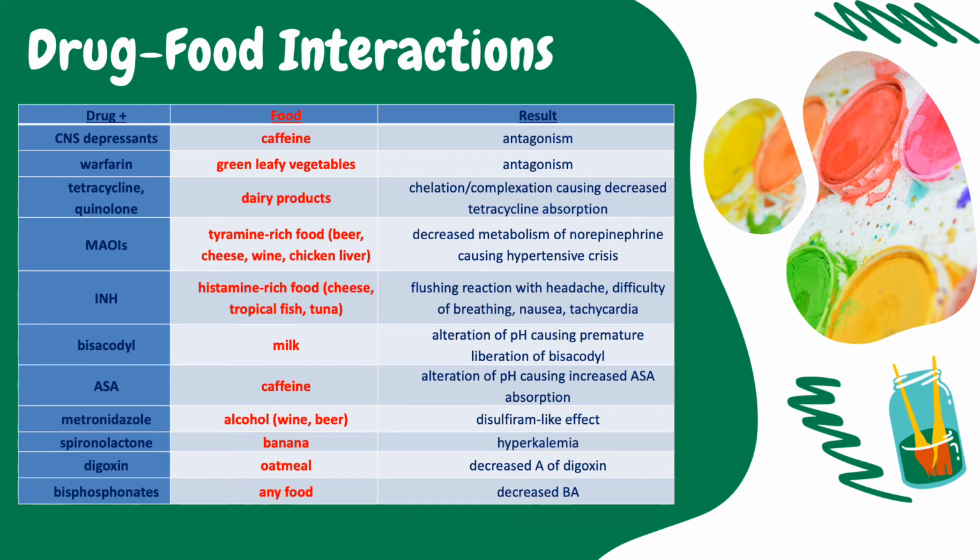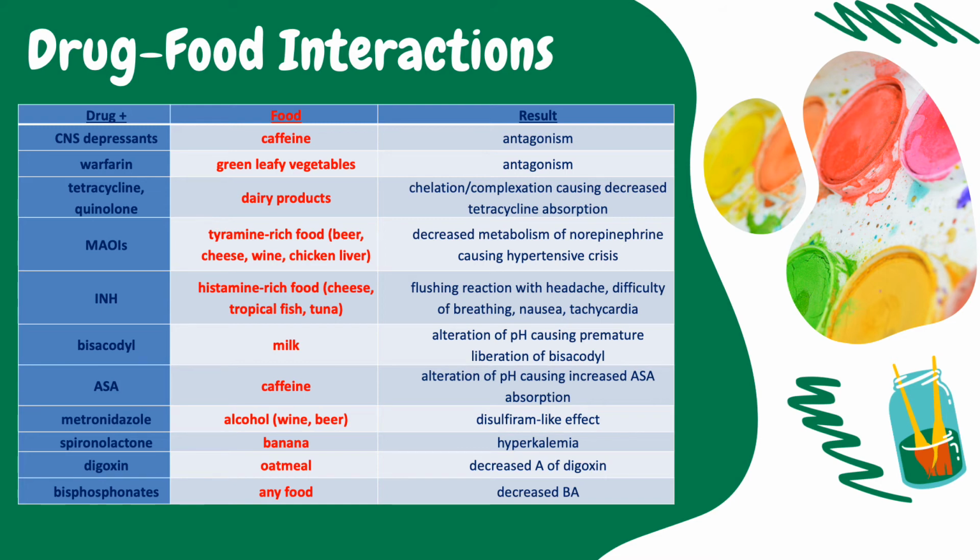Isoniazid, when given with histamine-rich food such as cheese, tropical fish, and tuna, can cause flushing reaction with headache, difficulty of breathing, nausea, and tachycardia. Bisacodyl, when given with milk, can cause alteration of pH, causing premature liberation of bisacodyl. Aspirin, when given with caffeine, can also cause alteration of pH, causing increased aspirin absorption.